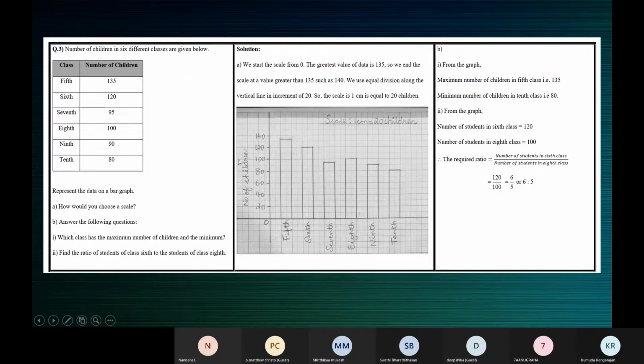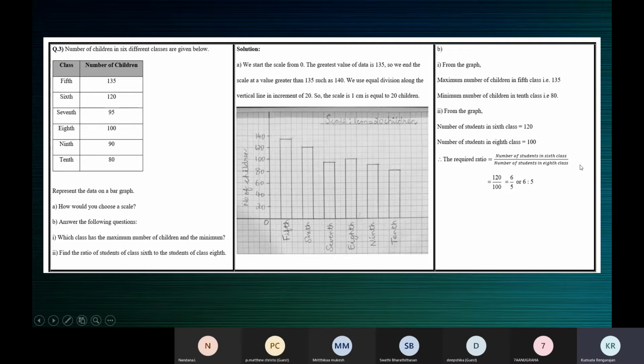Again, you can take 10. Okay, it will be very tall. The rectangle, this 135 will be very tall. So I thought 20 will be ideal. Not very tall, not very short. You shouldn't take 1 centimeter is equal to 50 children. You should not take 50. 10, I wouldn't say correct. 20 for me looks ideal. Because if you take 10, 135 will be very tall. The rectangle will be very tall. It will be double the size.